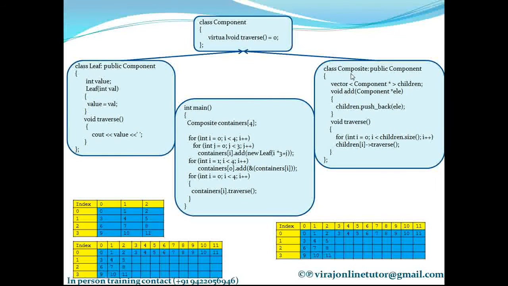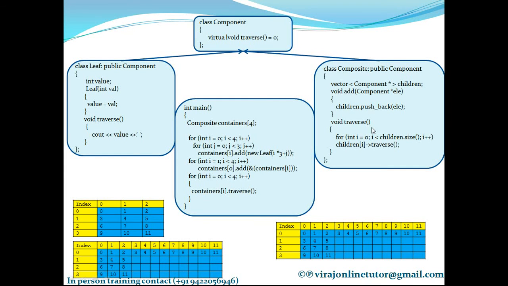Now I have a composite object. What is a composite object? It's a container object which consists of n number of other objects. That's why in the composite object I created a vector of components. I created a list of components. What this add function will do is accept a component from outside and add it to a list called children. Children is the name of the list that this composite object has. So the add function will get a component from outside and it will be added to the children list.